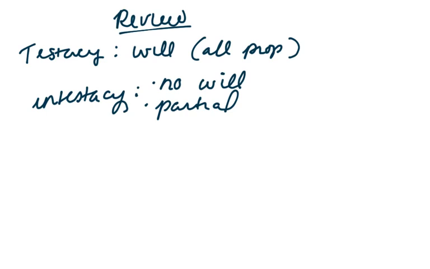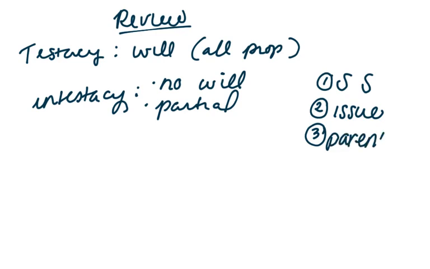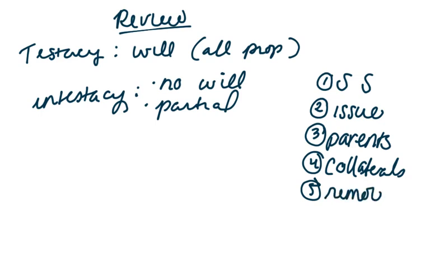And in all states, intestacy favors the spouse, then any issue. If there are no issue, then the parents of the decedent. If the parents have predeceased the decedent, then it goes to the collaterals. And finally, it goes to the remote kin. If there are no remote kin, then the property passes to the state.